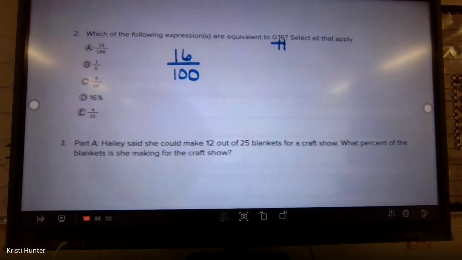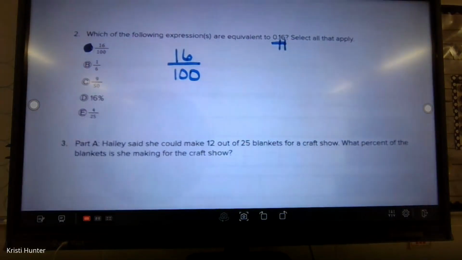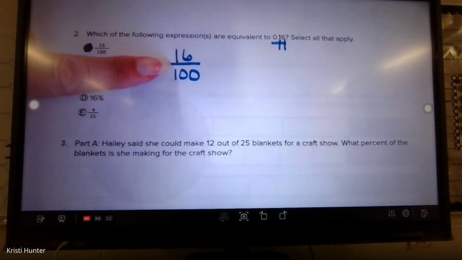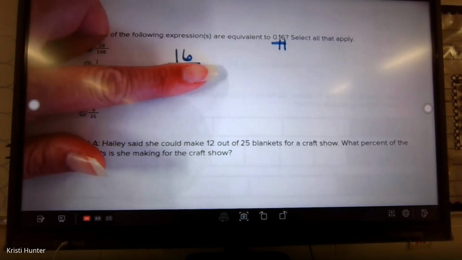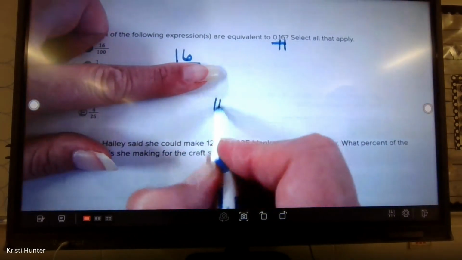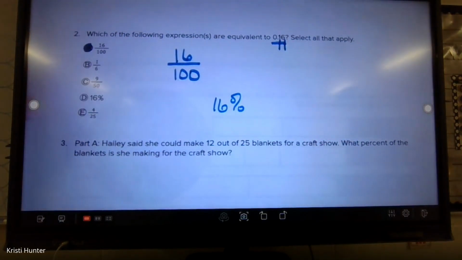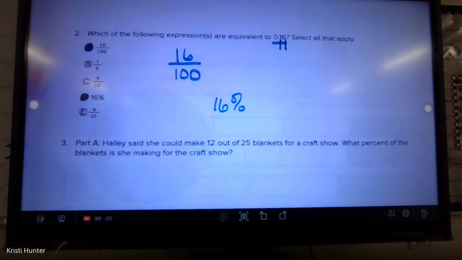So let me see if that's an answer. And yes, it sure is. Remember, 16 hundredths means 16 per 100. So if I take that off, I replace the per 100 with a percent. So just 16%. So let me check out my answers here. Looks like that's an option. And the rest of these look like fractions. So I'm going to see if I can make an equivalent fraction.